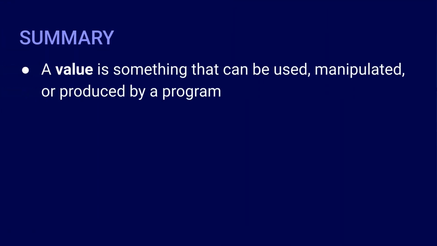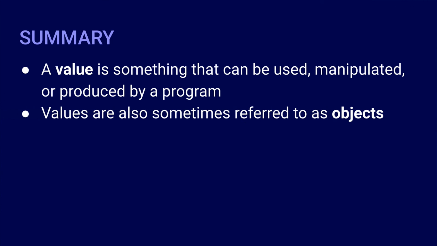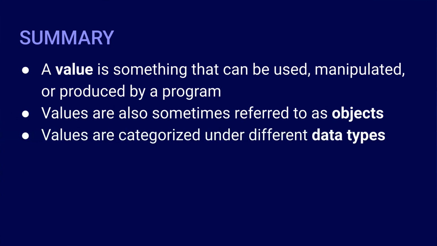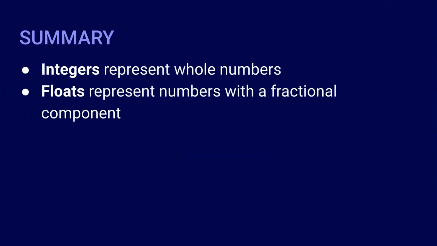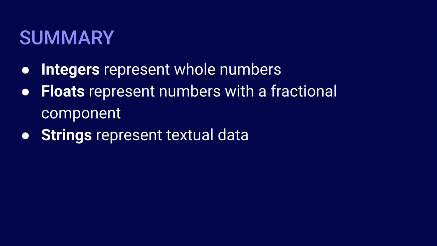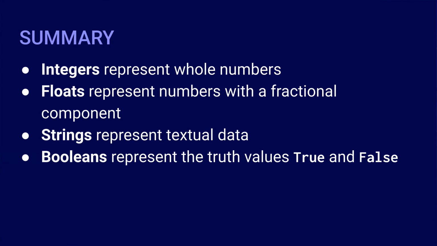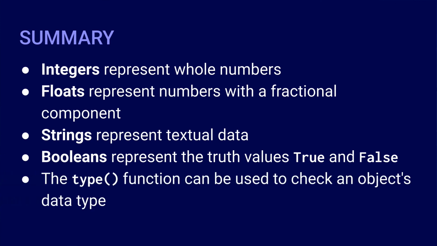And to end this lesson, let's have a recap. A value is something that can be used, manipulated, or produced by the different instructions, commands, and operations that are written inside a program. Values are also sometimes referred to as objects. Values are categorized under different data types. Data types describe how values are represented and what kinds of operations can be done with those values. Some common data types in Python are integers, floats, strings, and booleans. Integers represent whole numbers, floats represent numbers with a fractional component, strings represent textual data, booleans represent the truth values true and false. And finally, the type function can be used to check an object's data type.